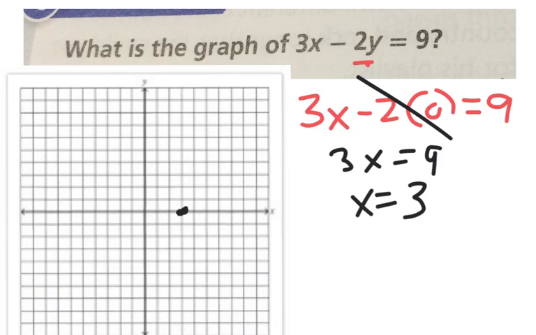So there's a point. But in order to graph a line, I need 2 points. So the other point I'm going to graph is going to be the y-intercept. What do I know about every y-intercept? The x value is 0.